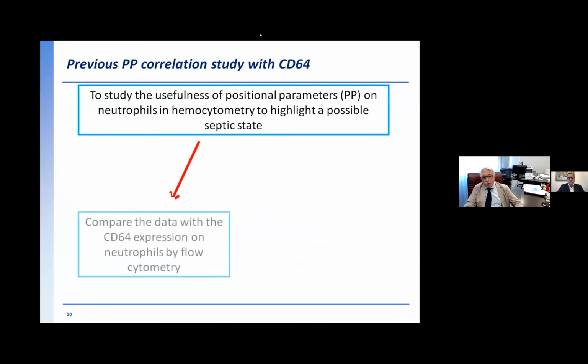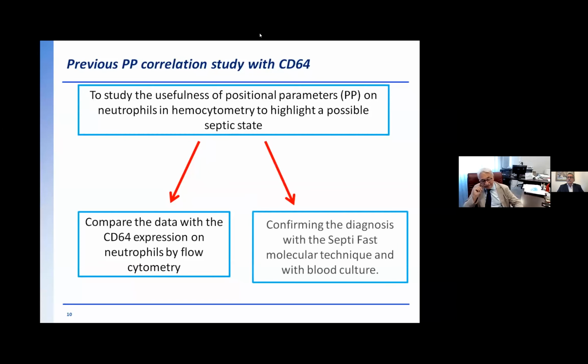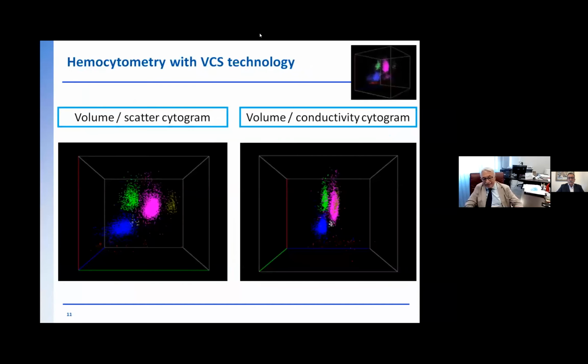These are the results of examinations made in our hospital, where we have compared positional parameters with another important parameter, which is the CD64 expression on neutrophils by flow cytometry, and sepsis diagnosis to be confirmed also with a molecular diagnosis assessment and with a traditional technique, namely blood culture, full blood count.